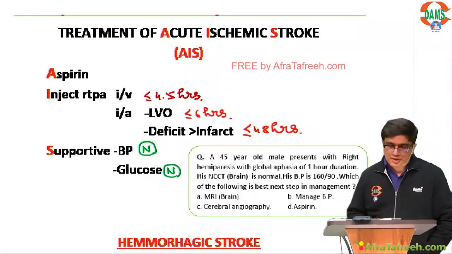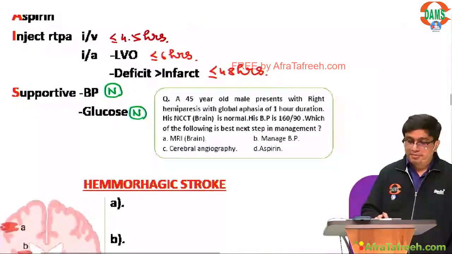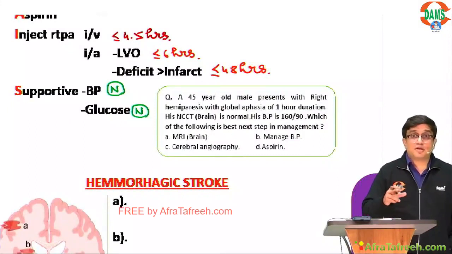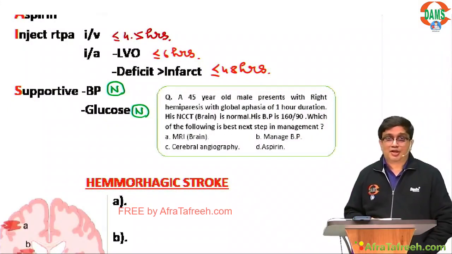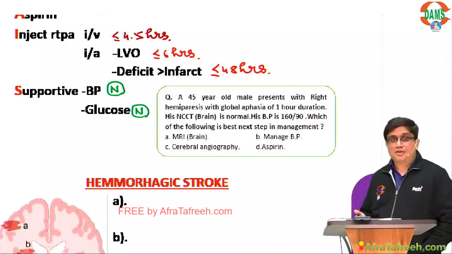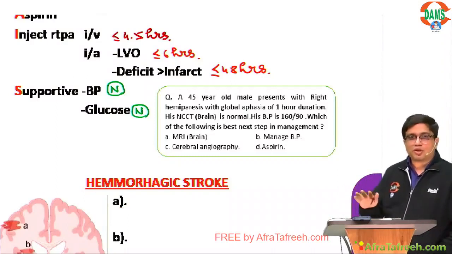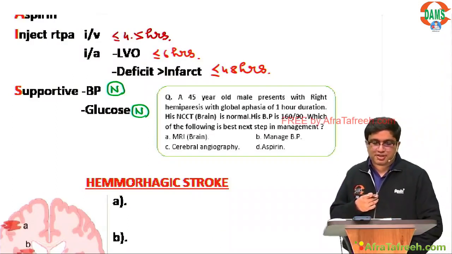Okay. So let's try to answer this question, a very simple question. A 45-year-old male patient presents with right hemiparesis with global aphasia. Now global aphasia means complete MCA infarction, the M1 occlusion, large vessel occlusion. And the duration of this is 1 hour. The NCCT brain is normal, doesn't show me hemorrhage. The BP is also okay, 160/90. Which of the following is the next best step in managing the patient?